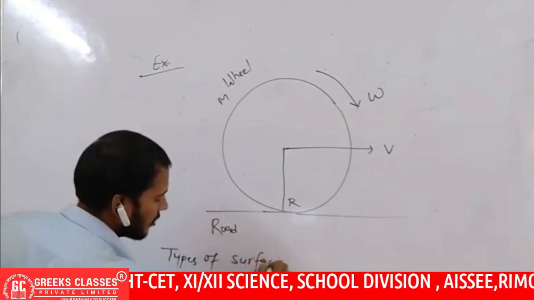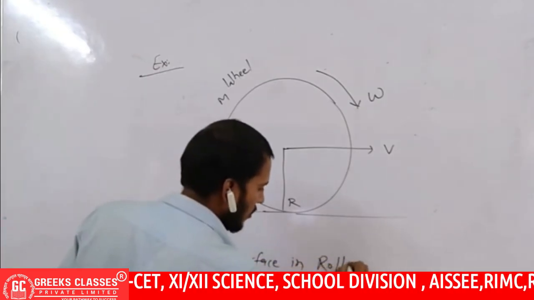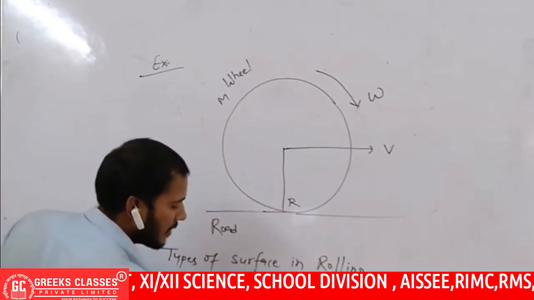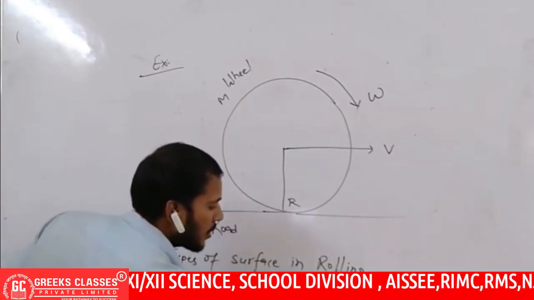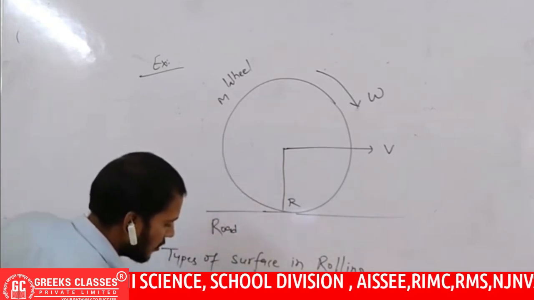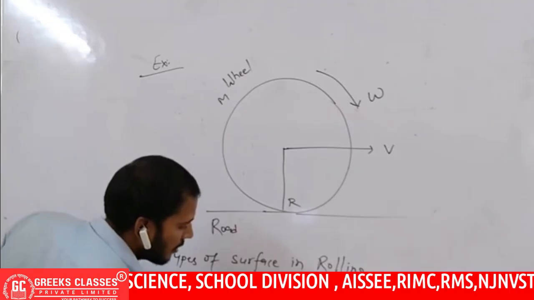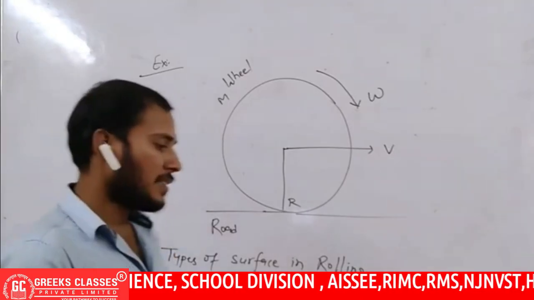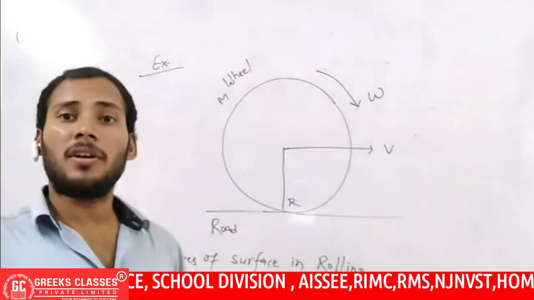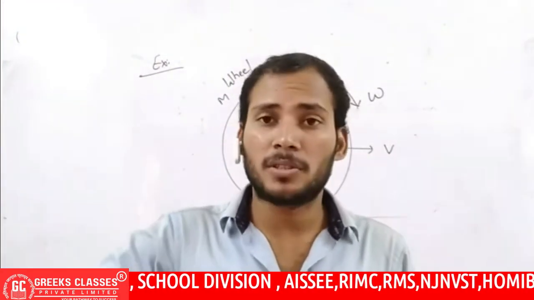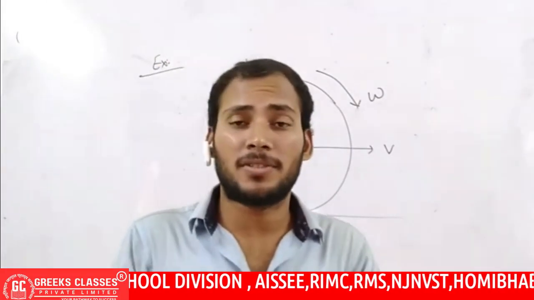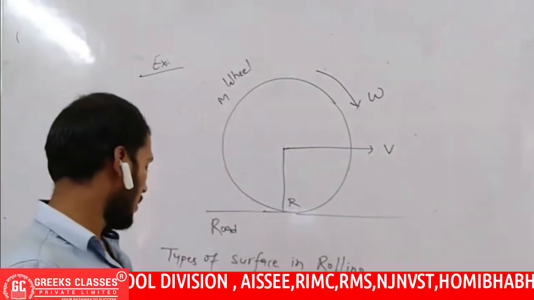Types of surface in rolling. First one is static surface. That means the surface itself is not moving. And the second one is moving surface. Moving surface means the surface itself has a velocity. For example, a static surface means on earth. On earth, when a bike goes, earth is not moving, so earth is a kind of static surface. That is the example of the first type of surface.